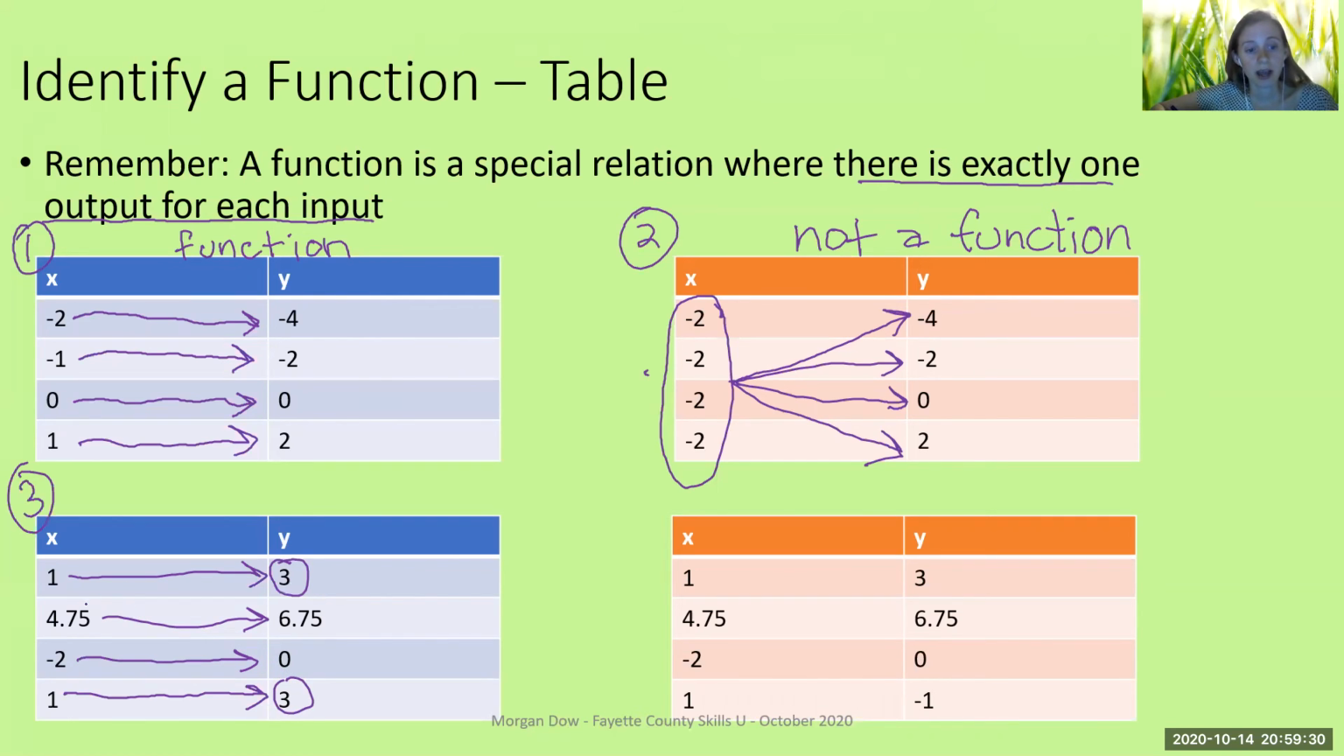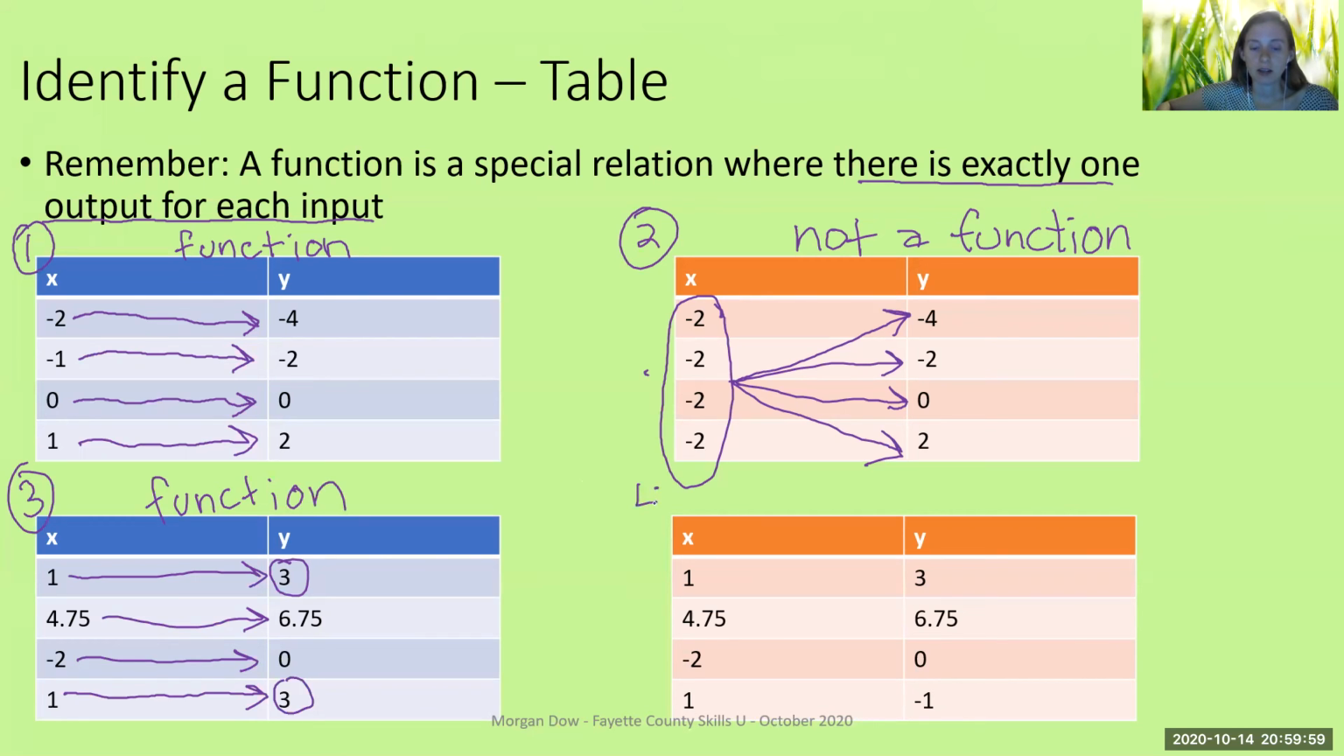Notice also here that we have some decimal numbers. That's totally fine as well. For the most part, we've used whole numbers so far just to make it a little easier on you. But you can have functions involving any numbers. You can have negative numbers, fractions, decimals, mixed numbers, really big numbers, really tiny numbers, whatever. So number 3 is an example of something that is a function.